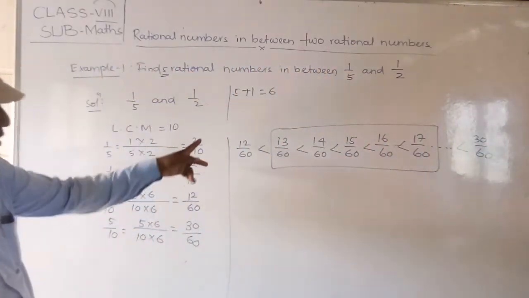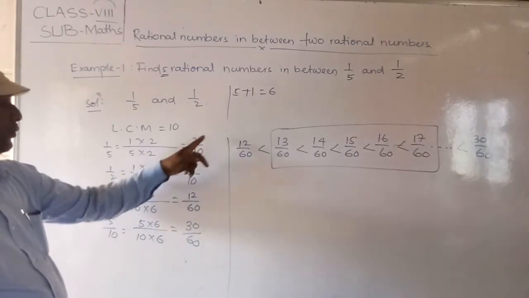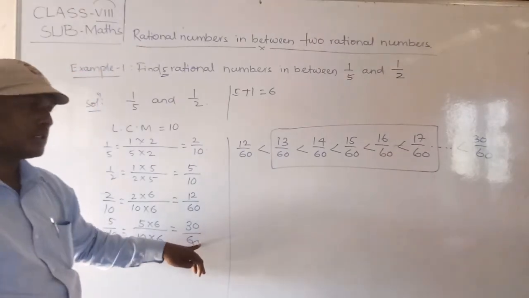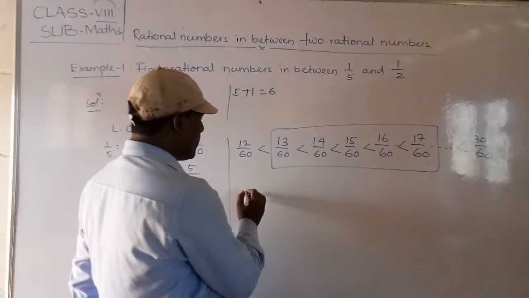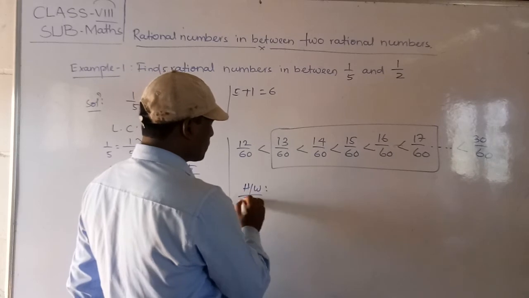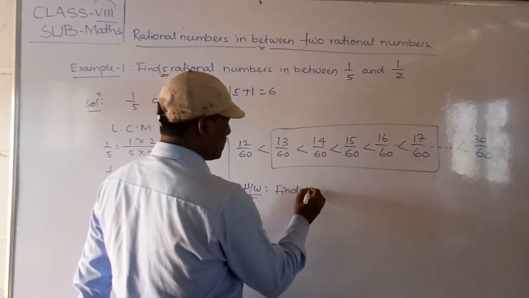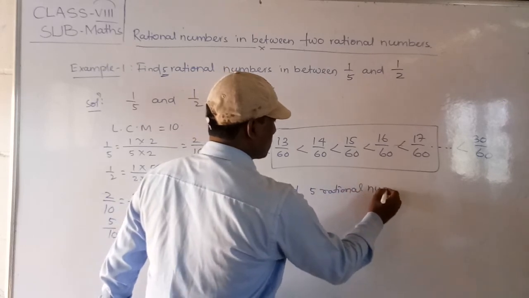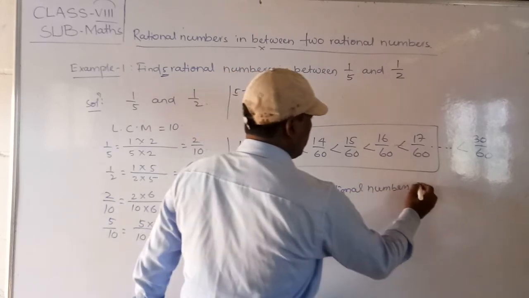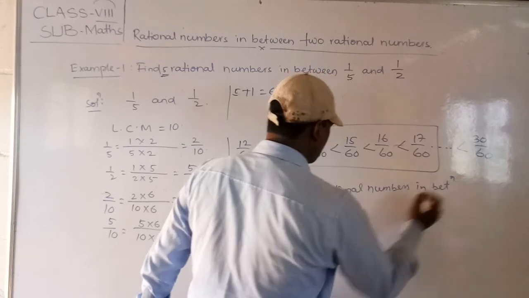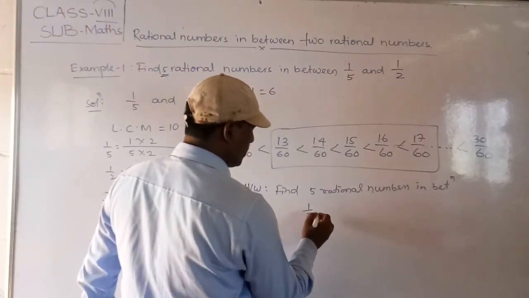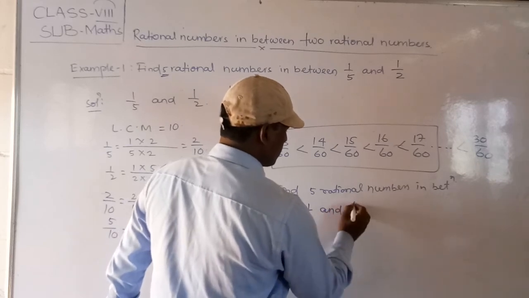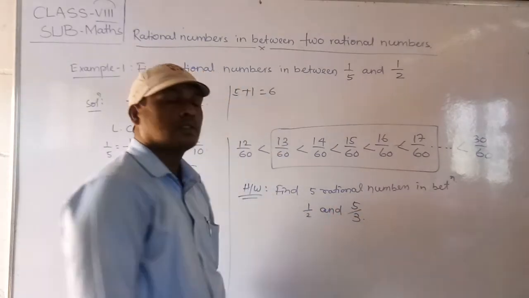If they do not lie in between, then again multiply the numerator and denominator by the same number, then we can get the best result. Okay friends, you should do the same. Homework for you: find 5 rational numbers in between 1 by 2 and 5 by 3. Okay friends, thank you all of you.